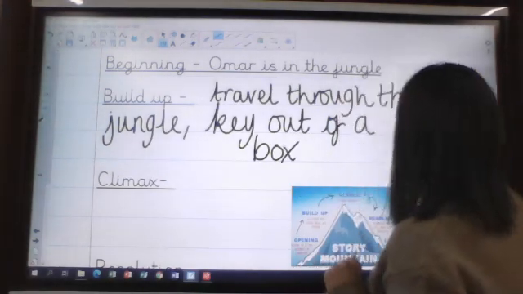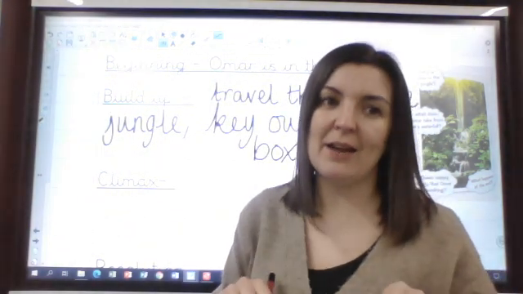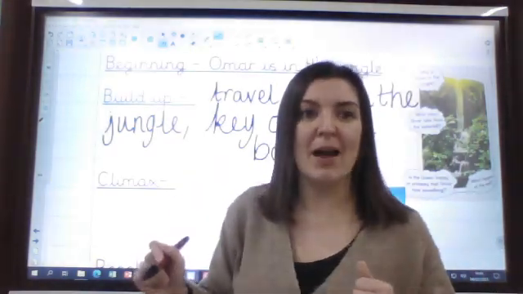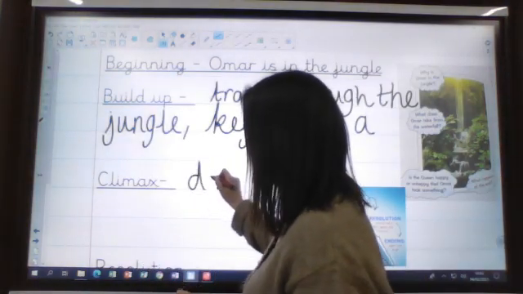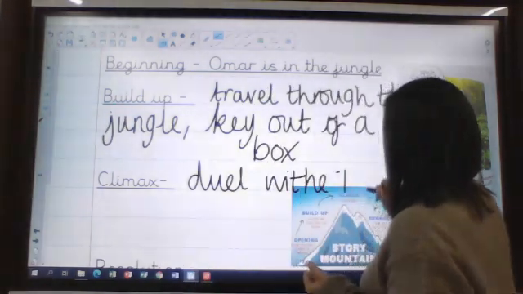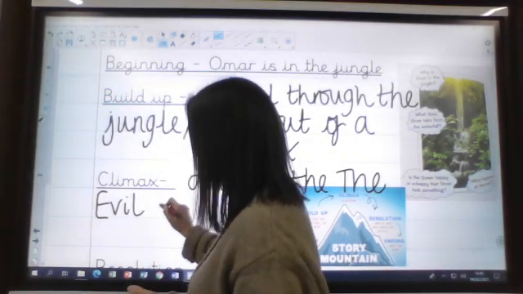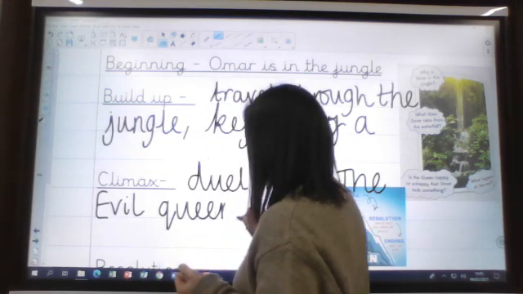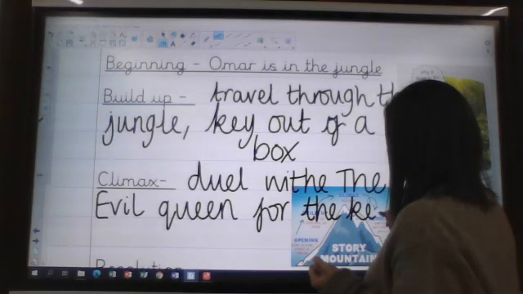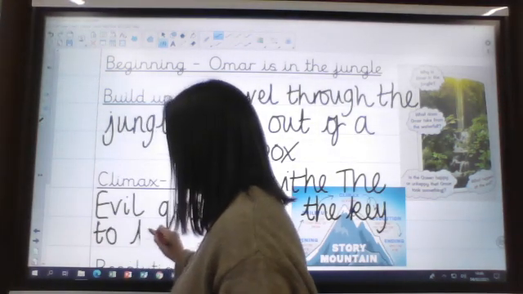Okay, so I know that a queen is going to either be happy or unhappy about this key being taken out of the box. Now I'm going to have this queen being unhappy. So I'm going to have my climax that he has a duel or a battle. And I'm going to make my character of the queen evil. So I'm going to have a battle with the evil queen. Or the key to her kingdom.